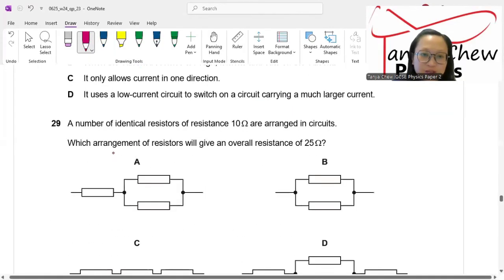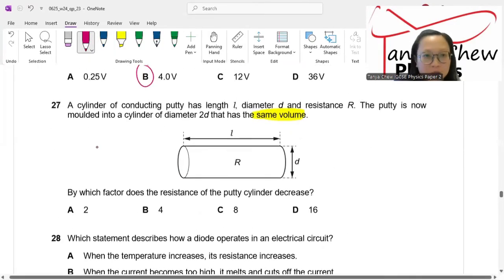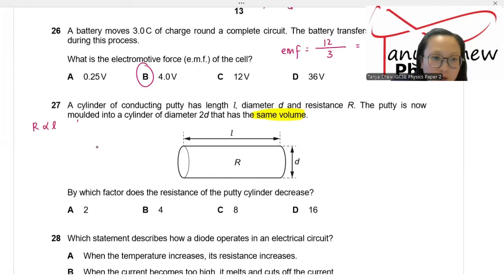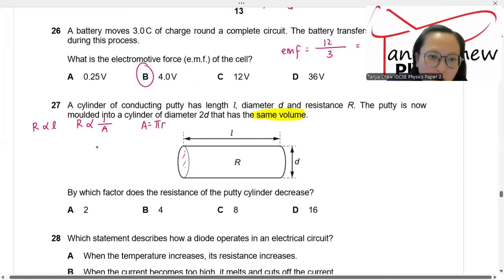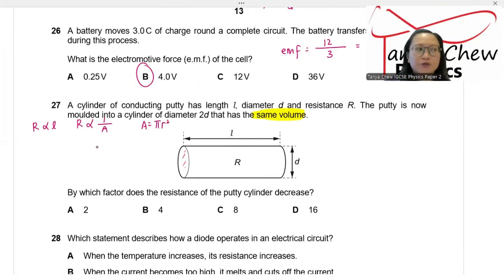For question number 27, you have to form an equation first. You know that resistance is directly proportional to length. You know that resistance is inversely proportional to cross-sectional area. But in this case, there is no cross-sectional area given. But don't worry, the cross-sectional area of the cylinder is a circle. So the area of the circle is pi r squared. But you are very well aware that there is no apparatus in the whole lab that we can use to measure the radius of the cylinder.